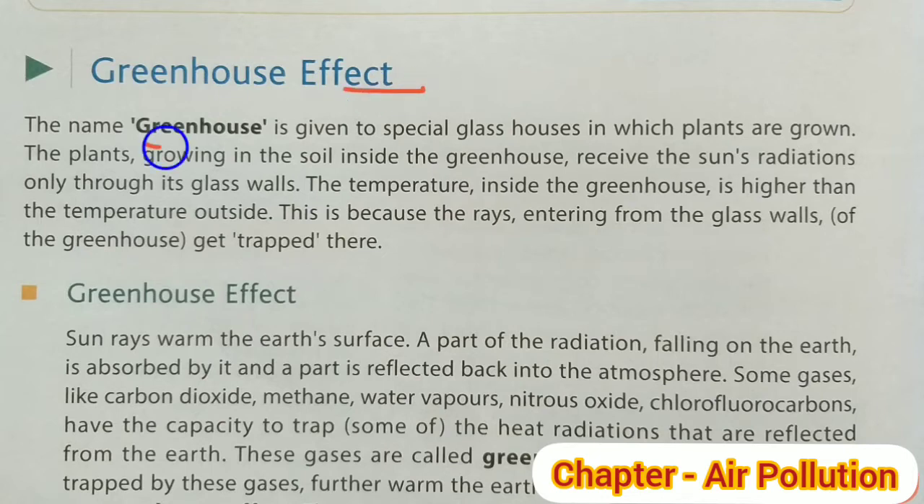The name greenhouse is given to a special glass house in which plants are grown. The plants growing in the soil inside the greenhouse receive the sun's radiation only through its glass walls. The temperature inside the greenhouse is higher than the temperature outside. This is because the rays entering from the glass walls of the greenhouse get trapped there.